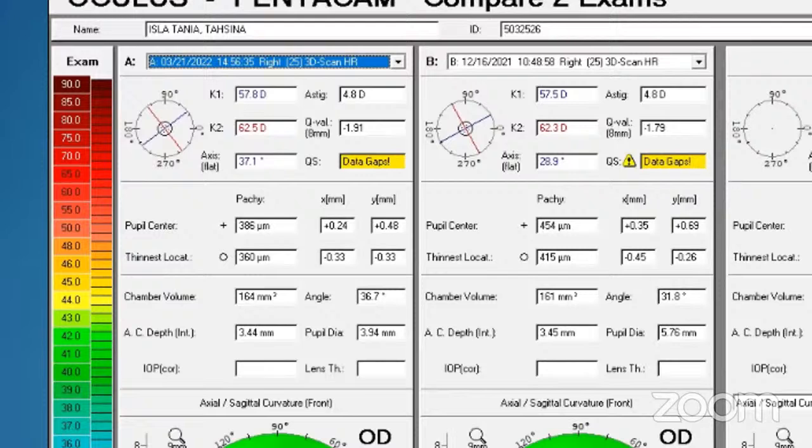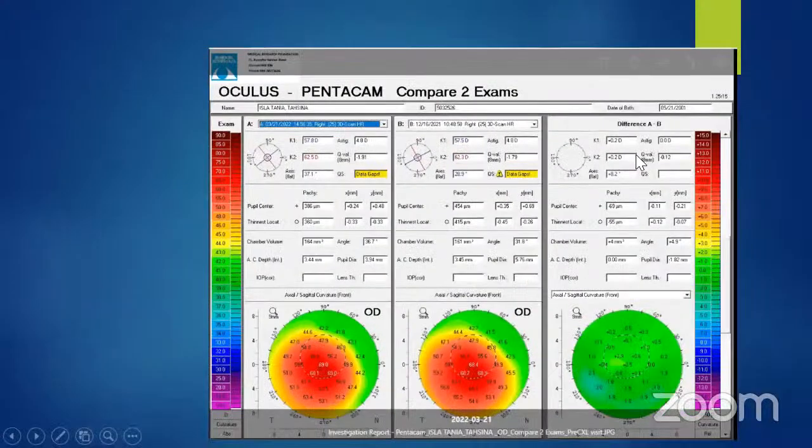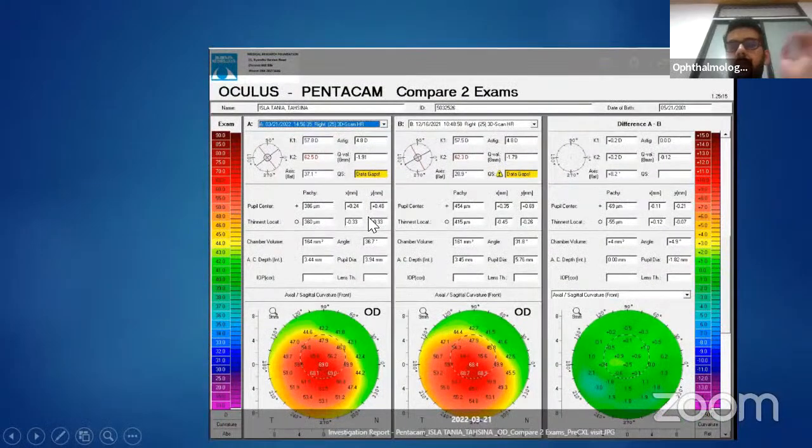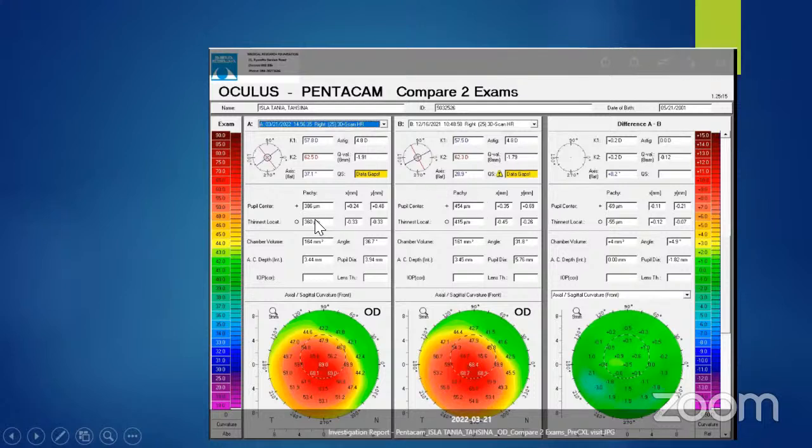Okay, decreased. Yes. Whenever you see A, B, and A minus B, this third column is A minus B. The first one that comes up is the latest scan, and the other one is the older scan. Does that mean CXL is actually causing progression? No, ma'am. It will strengthen the cross-linking bonds and thereby flatten it. Yes, it also causes haze.